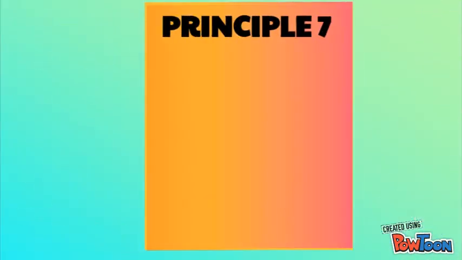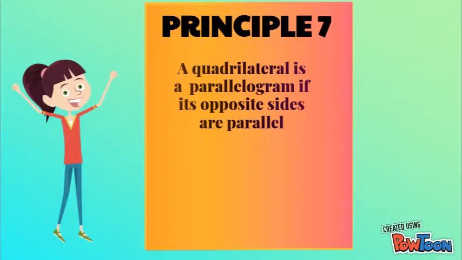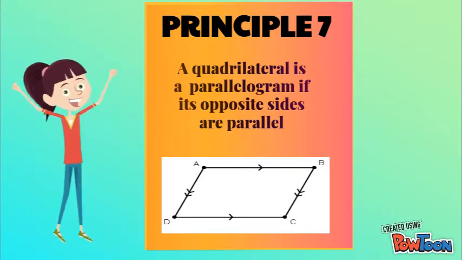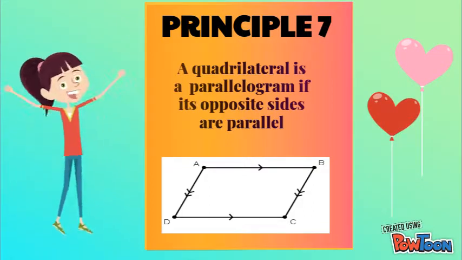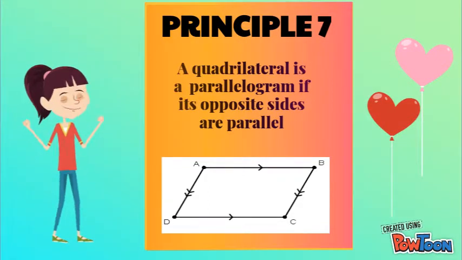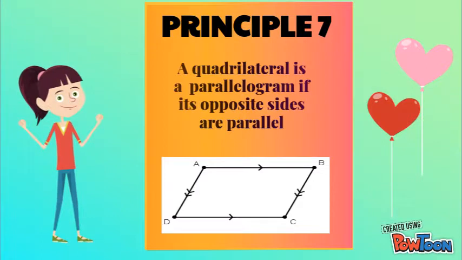Principle 7. A quadrilateral is a parallelogram if its opposite sides are parallel. If line AB is parallel to line CD and line AD is parallel to line BC, then ABCD is a parallelogram.